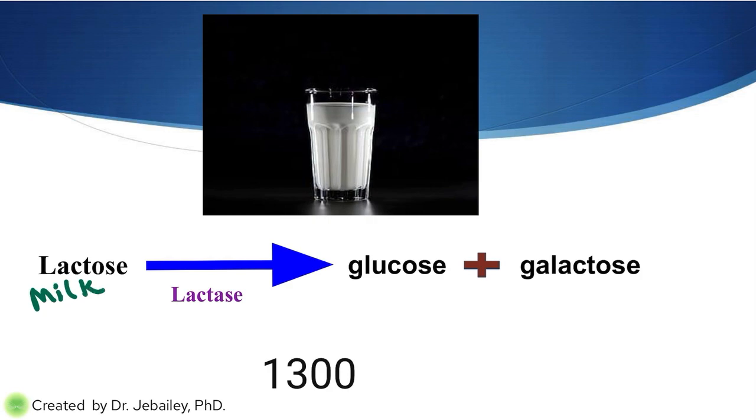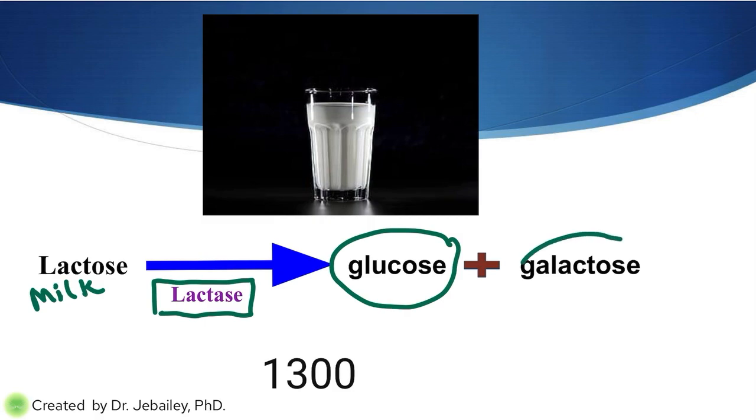It's a type of sugar that you find in the milk. You need an enzyme, which is known as lactase. The lactase breaks lactose into glucose and galactose. So it breaks down into two pieces. If you remember, lactose is made of two sugars and eventually splits into one sugars.